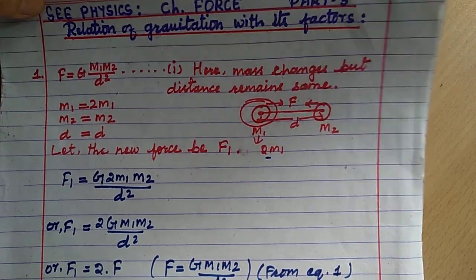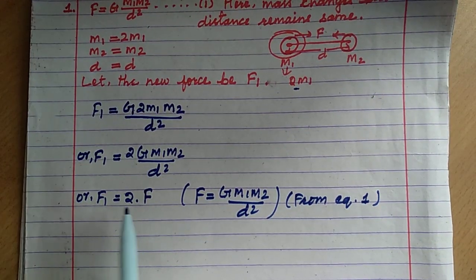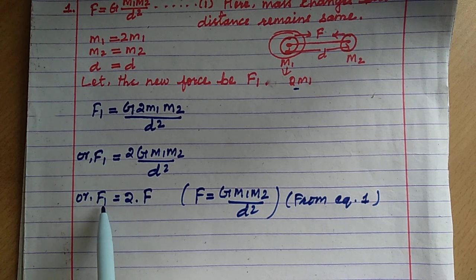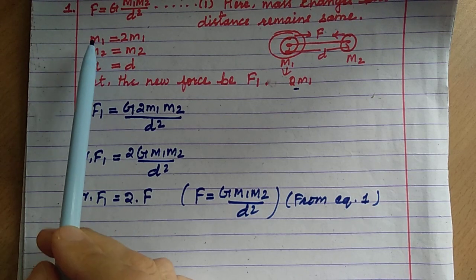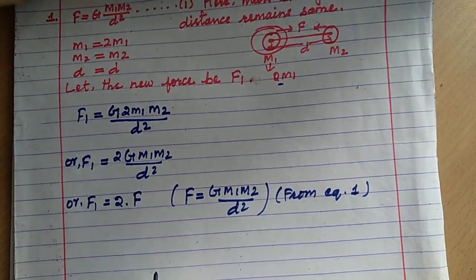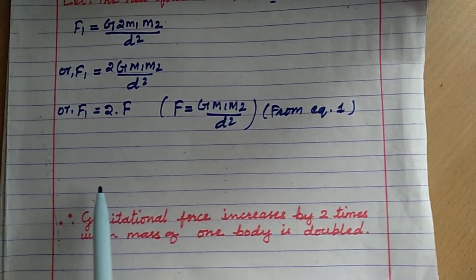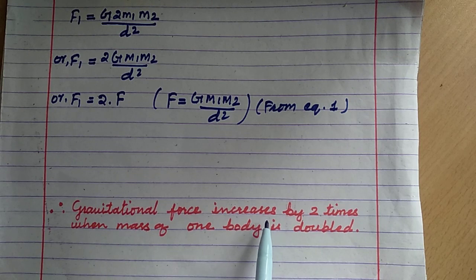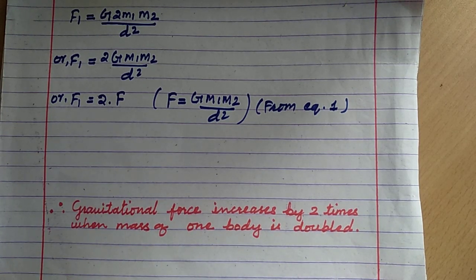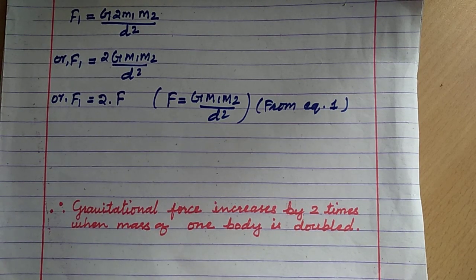Right. So here what we have found is that the new force is equal to 2 times the previous force. Okay, 2 times the previous force is equal to the new force when the mass is changed from m1 to 2m1. Right. So you can write the final statement in this way. Your answer should be this way. Gravitational force increases by 2 times when the mass of one body is doubled, when m1 is made 2m1. So this is number 1.